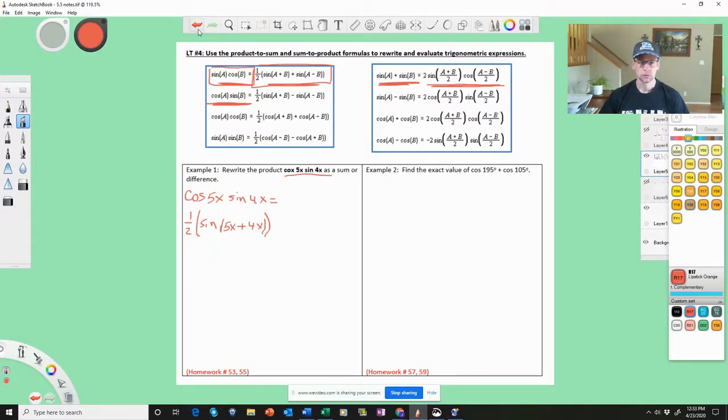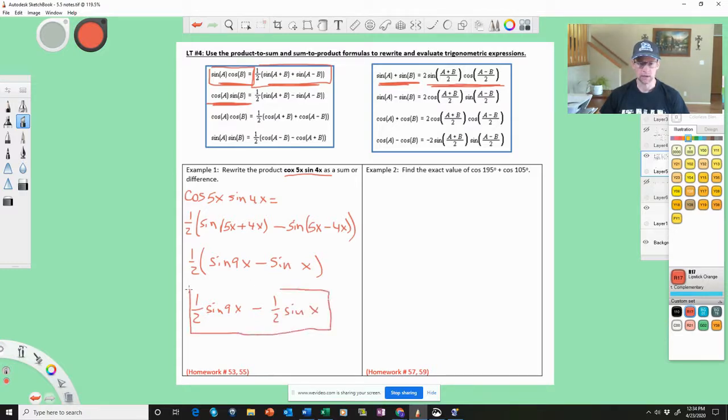Oops, I messed up my parentheses there, sorry. And then minus the sine of the difference of these guys. There we go. Let's see what we get. So I'm getting 1/2 times the sine of 9x minus the sine of x. And that's pretty much it. You could distribute the 1/2 perhaps and get 1/2 times the sine of 9x minus 1/2 times the sine of x. And this could be your answer, or possibly the line above could also be your answer in factored form.